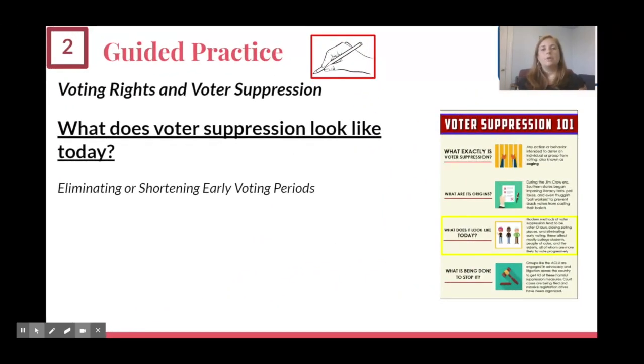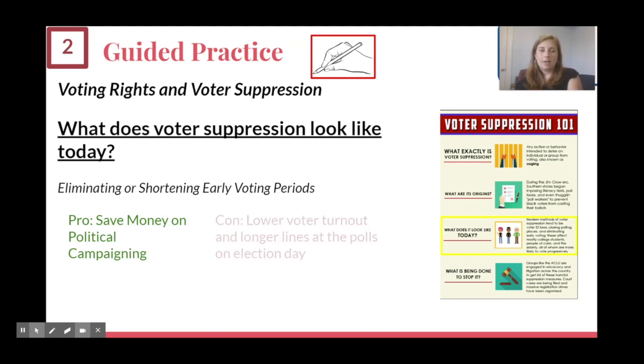Additionally, voters are suppressed when early voting periods are shortened. Early voting periods are days or weeks leading up to Election Day in which voters can either mail in their ballots or go in person to vote before Election Day. The idea behind eliminating or shortening these periods is that it saves money on political campaigning. Candidates have to push really hard during that voting period to get out the vote and get people to vote for them. And that means that they have to spend more and more money the longer that early voting period lasts.